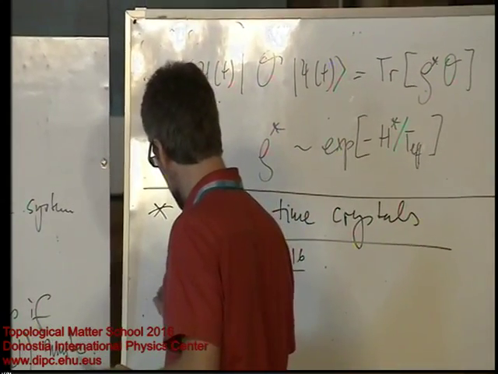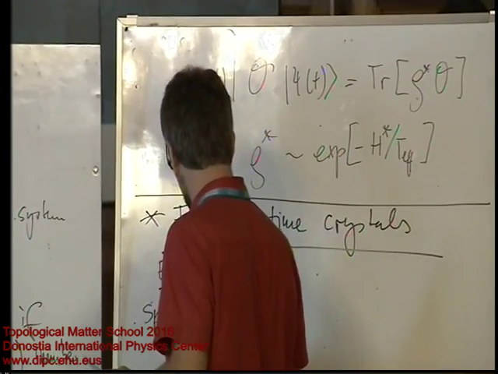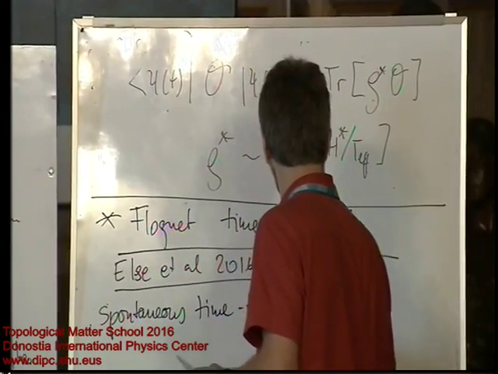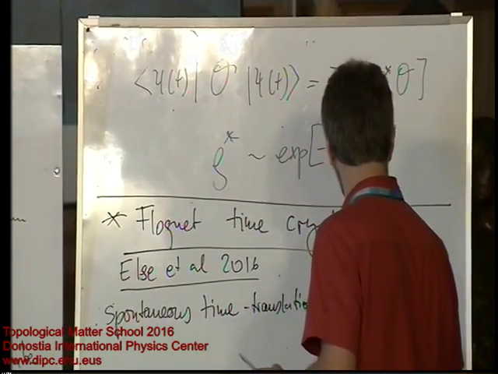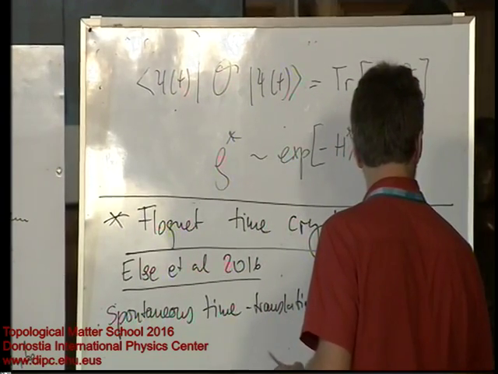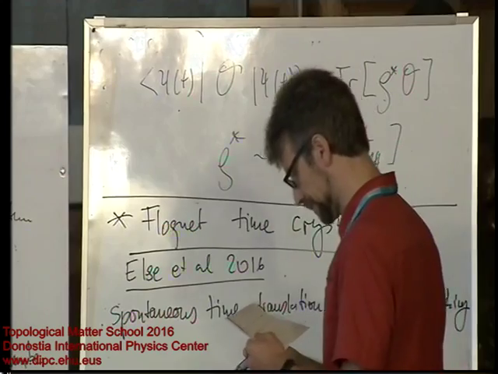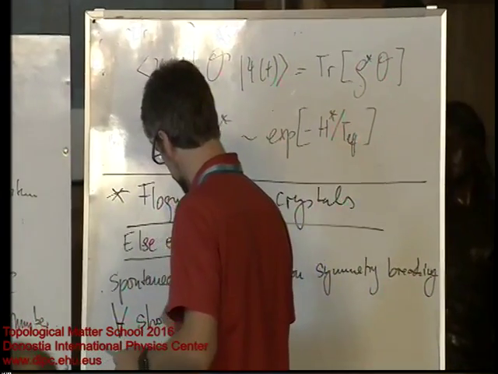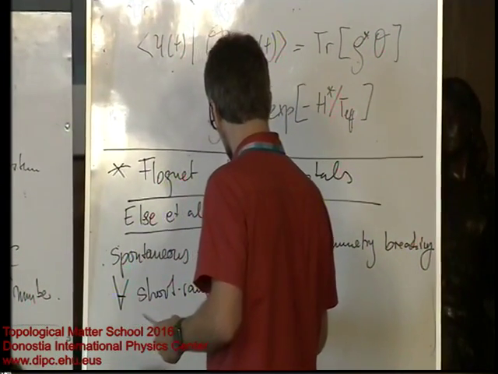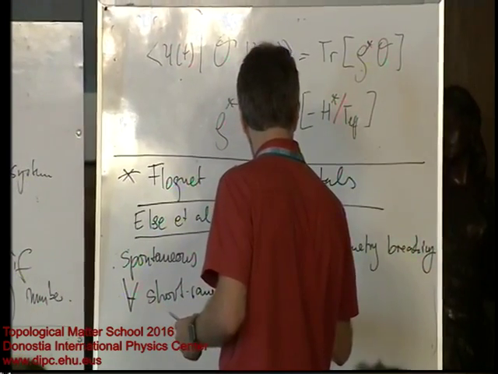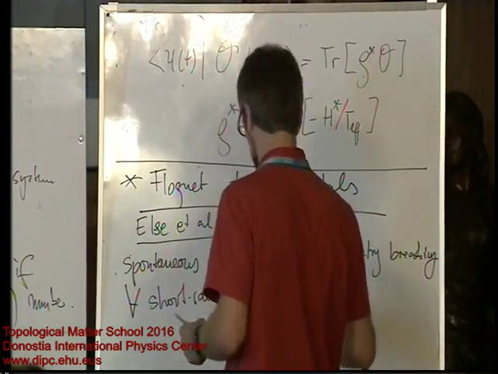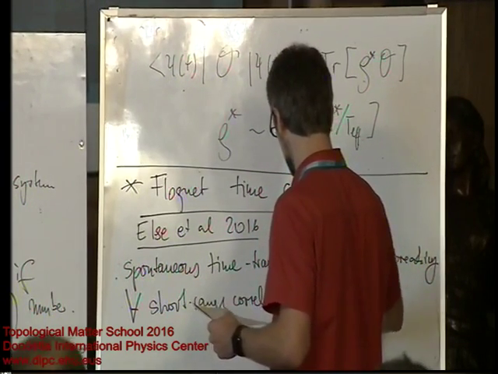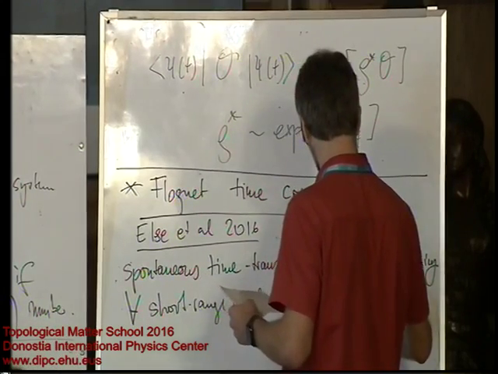So spontaneous time translation symmetry breaking is the following. For all short range correlated states. Okay, I guess I don't need to explain in mathematical words what short range correlated means. So let me call such a state psi of t.